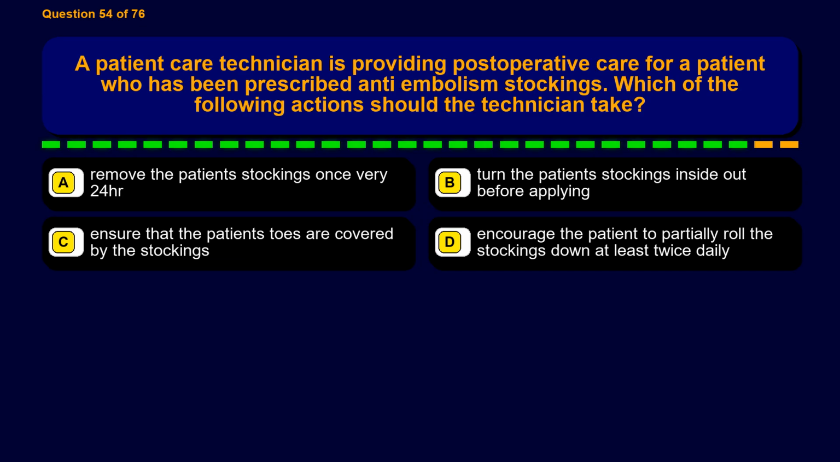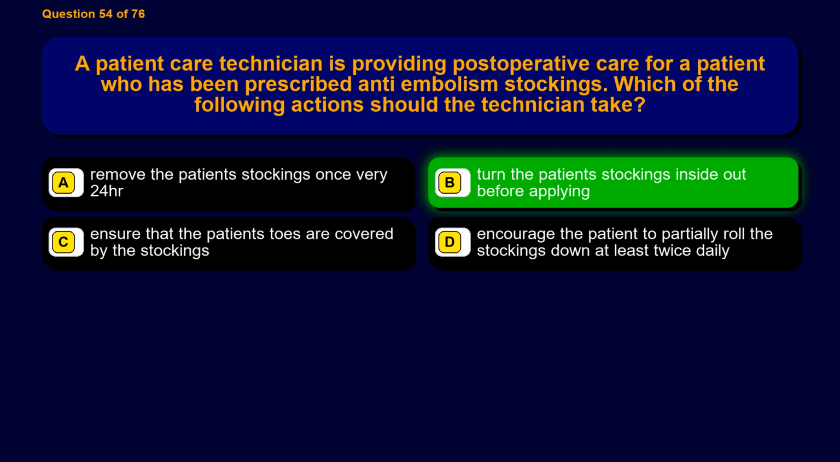Question 54. A patient care technician is providing postoperative care for a patient who has been prescribed anti-embolism stockings. Which of the following actions should the technician take? Option A, remove the patient's stockings once every 24 hours. Option B, turn the patient's stockings inside out before applying. Option C, ensure that the patient's toes are covered by the stockings. Option D, encourage the patient to partially roll the stockings down at least twice daily.